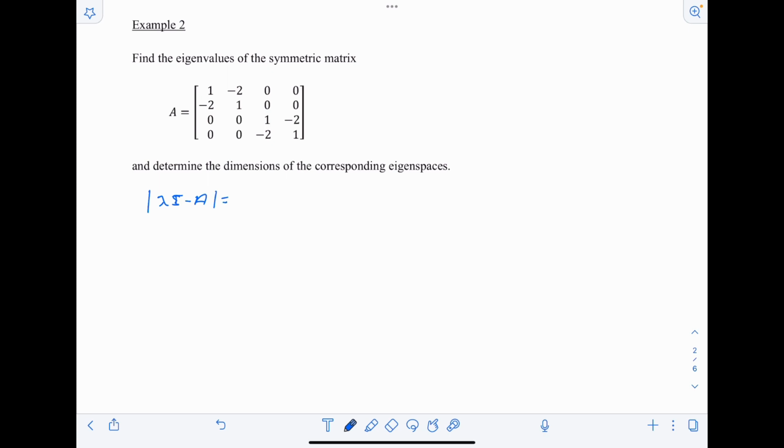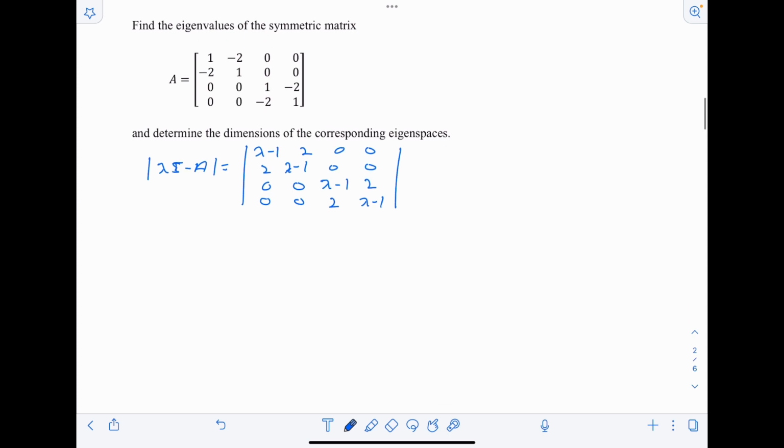So in this case, we've got the determinant of lambda minus 1, 2, 0, 0; 2, lambda minus 1, 0, 0; 0, 0, lambda minus 1, 2; and then 0, 0, 2, and lambda minus 1. Now, unfortunately, we don't have a row or column with 3 zeros. The best we can do is 2, so we'll have 2 parts to this that we'll have to look at.